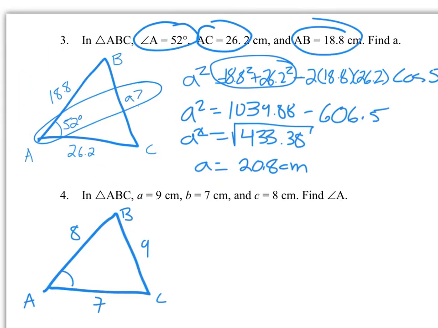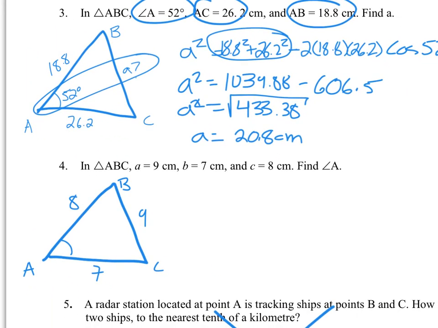For our next one here, let's make sure that we've drawn it correctly. ABC, side length A, which is across from angle A, is 9. Across from B we have a 7. Across from C we have an 8. Remember, that's how we're going to label our side lengths. The side lengths are always opposite to the angle. Now let's see what this question wants me to solve for.